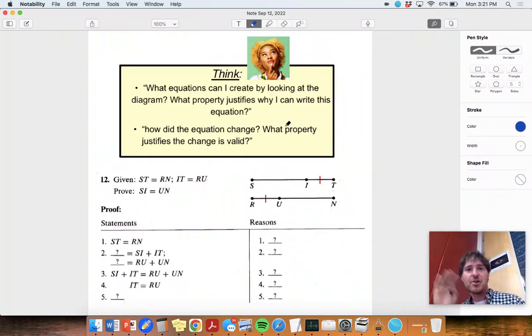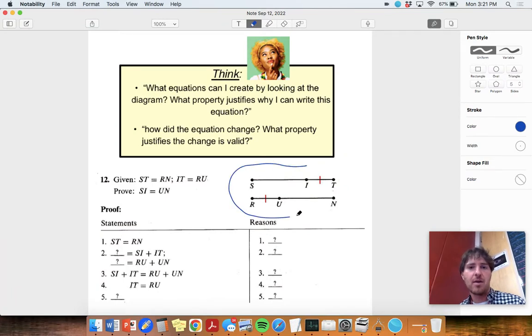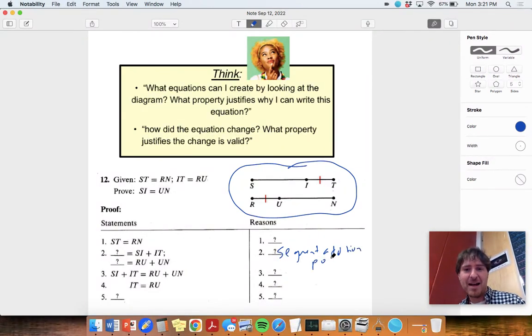All right, hey guys, here's another proof video, number 12. I'm going to do this as an example. We're going to think, what equations can I create by looking at this diagram? Well, it's segments, so I can use the segment addition postulate. I'm already thinking that I'll use the segment addition postulate at some point. That's going to be step 2. Addition postulate, and we'll get back to that in a second.